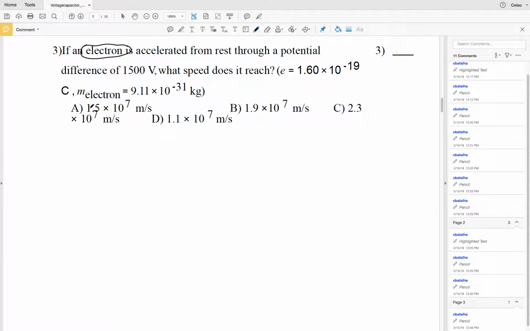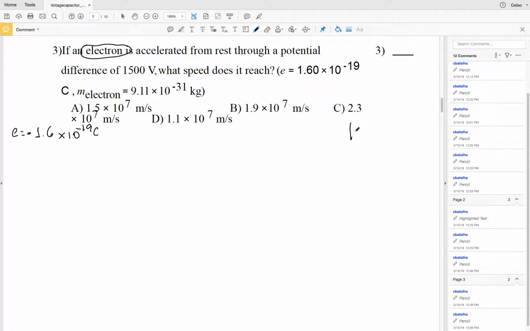An electron, sometimes, I don't know if it is in this problem. Sometimes it's important you realize and you keep your antenna on because an electron has a negative charge, right? Negative 1.6 times 10 to the minus 19 coulomb. And because of this negative charge, once it is in the field, it's going to move in the direction opposite to the field, right?